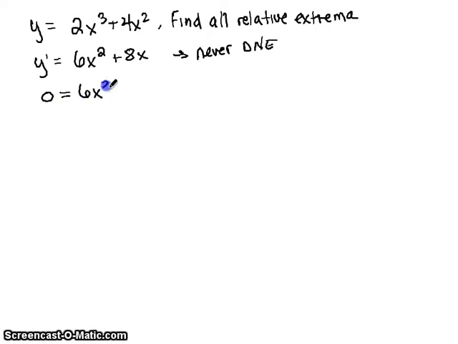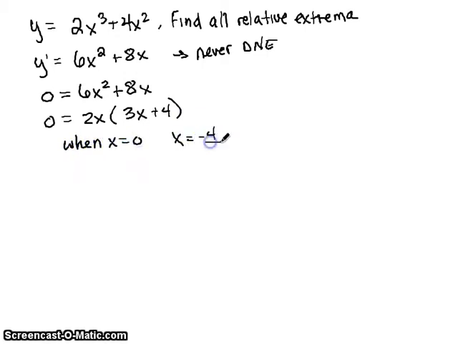So 0 equals 6x squared plus 8x. We can factor out a 2x, which will leave us with 3x plus 4. So y prime equals 0 when x equals 0 and when x equals negative 4/3. So we can make our number line. I shouldn't call it f prime because our function's called y. So let's call it y prime. We have negative 4/3 and 0 on our number line.